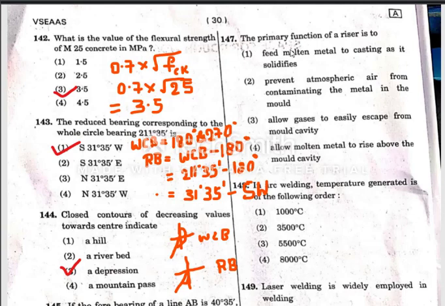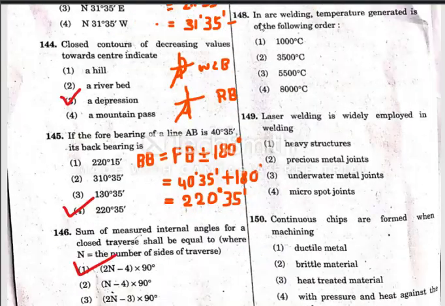And the next question: the primary function of a riser is to feed molten metal to the casting as it solidifies. So option 1 is the correct answer. The next question: in arc welding, the temperature generated is of the following order. 5500 degrees C is the correct answer for this question, so option 3 is the correct option.